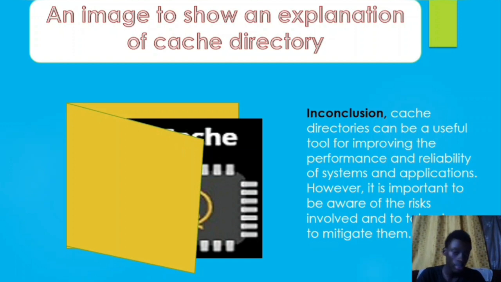So in conclusion, cache directories can be a useful tool for improving the performance and reliability of systems and applications. However, it is important to be aware of the risks involved and to take steps to mitigate them. Thank you, everyone.